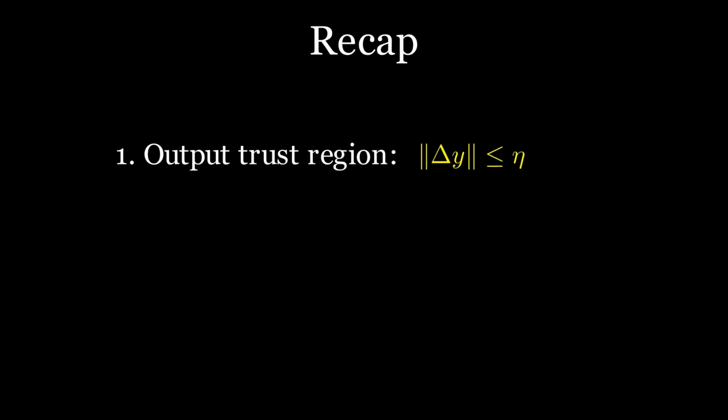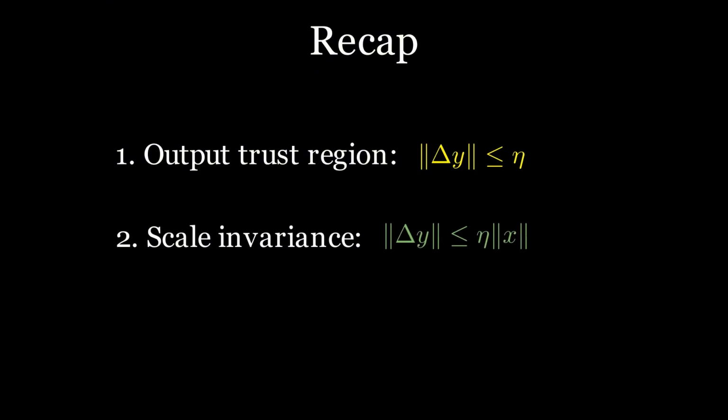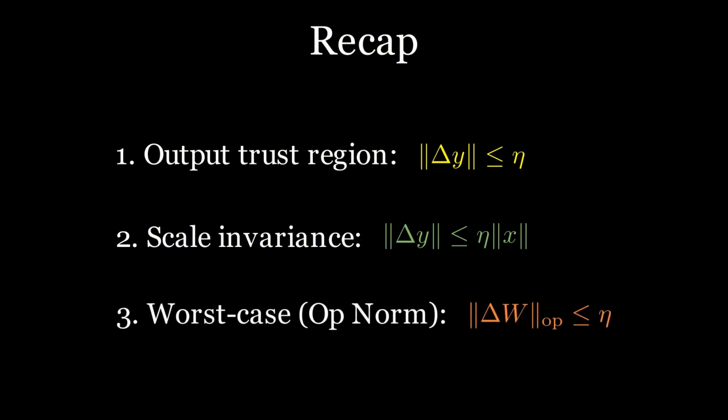To recap, first, the loss is defined on outputs, so the trust region should be a norm on outputs. Second, the output depends on the input, so we should account for its scale in the bound, giving us scale invariance. And third, to enable a closed-form solution without an explicit dependence on the input, we bound the worst case, which is a bound on the operator norm.